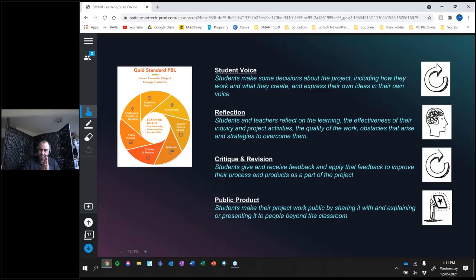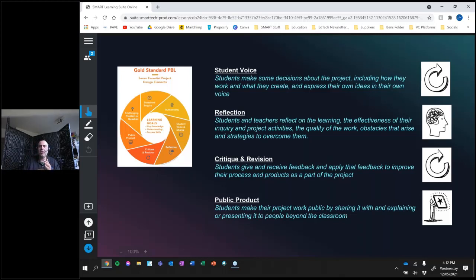That's really, really important. A key element is also reflection. You need to embed opportunities for you as the teacher and students to reflect on the learning, the effectiveness of their inquiry and their project activities. You need to think about the quality of the work, any obstacles that arise and strategies to overcome them. So it's about students not just doing and not just experiencing the journey, but also along the way reflecting on that as a formative assessment task, so that they can then learn from decisions that they've made and the path that they're on to inform their continued movement towards their goal.